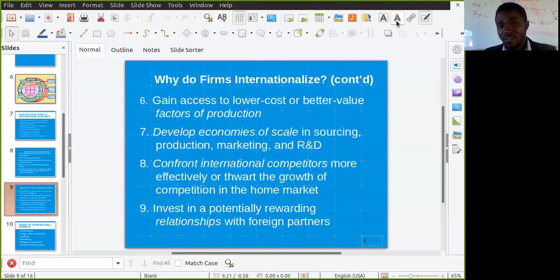That is a very positive thing for a firm that is experiencing competition. It does not need to reduce any price or increase its price. All it has to do is relocate to another area where there's less competition, and by doing so, it is going to gain global revenue. It is going to gain revenue that was not realized before. Invest in a potentially rewarding relationship with foreign partners.